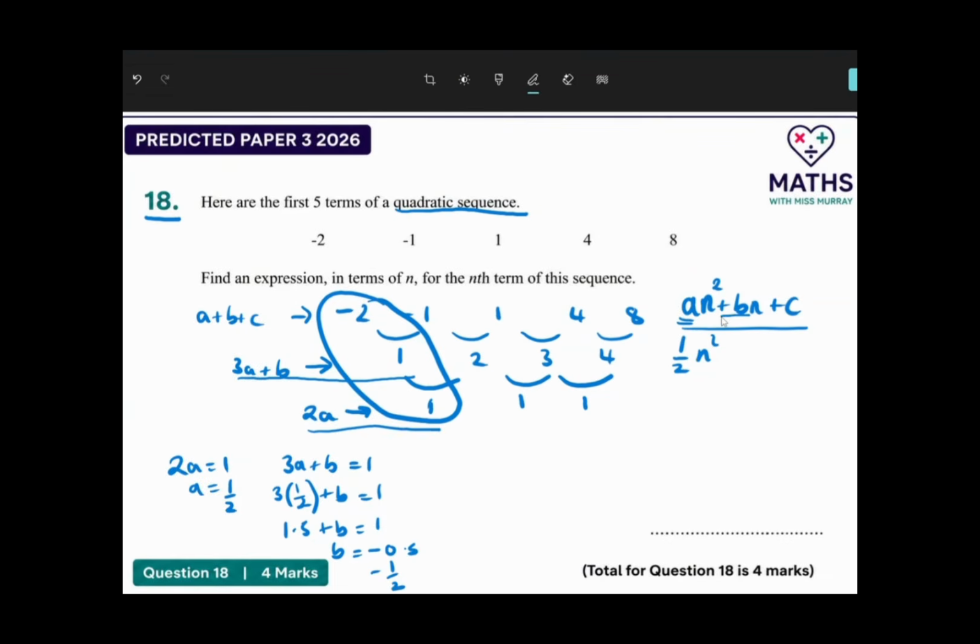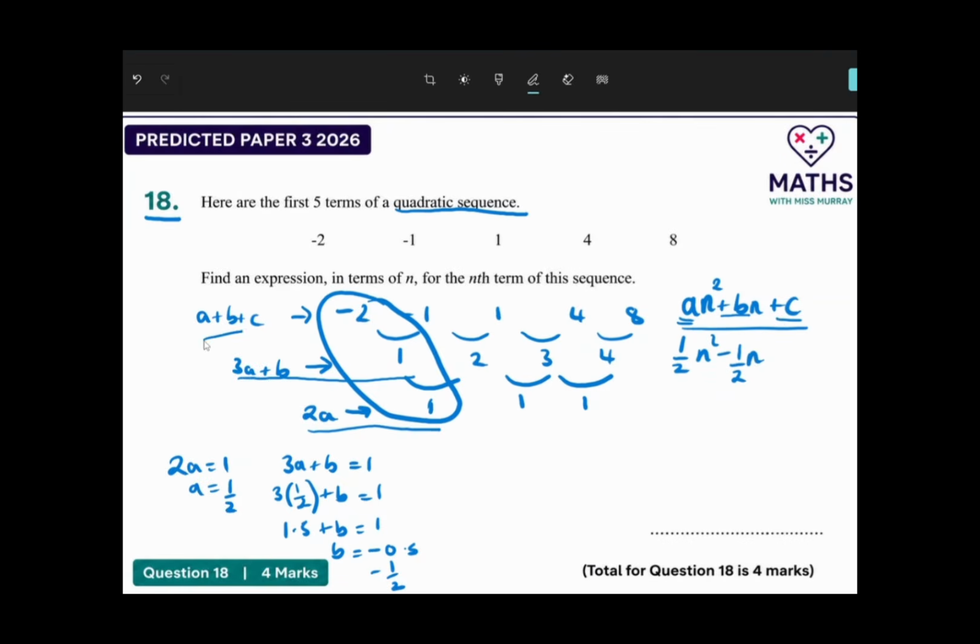So I know it says plus b, but because it's negative, we write negative a half, because when you add a negative, you're still subtracting. So that quite often catches people out. They think because it's a plus, that it has to be positive in their answer. It doesn't. So that's minus half n. Now I've just got to work out c.